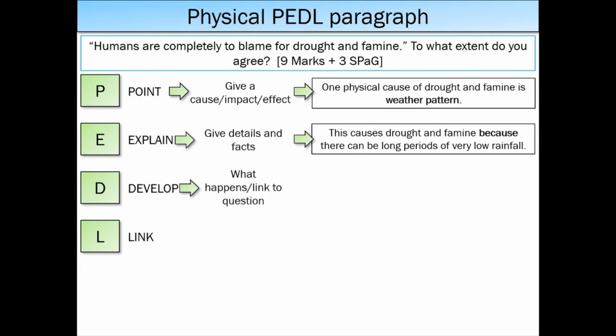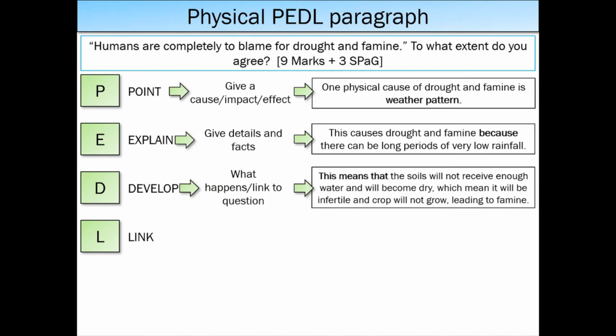and that's where we're going to say what happens and link it back to the question. So in terms of this question that we're looking at, we're going to start off by saying 'this means that,' and I've put that in bold because every time that we talk about our develop part of PEDL, you always start the develop part of the sentence with 'this means that.' Okay, so this means that the soil will not receive enough water and will become dry, which means it will become infertile and crops will not grow.